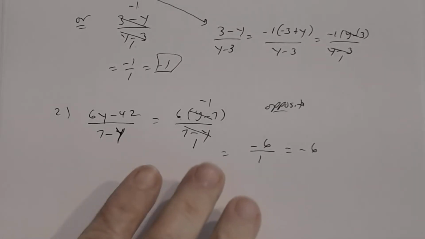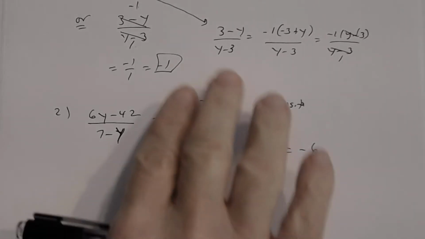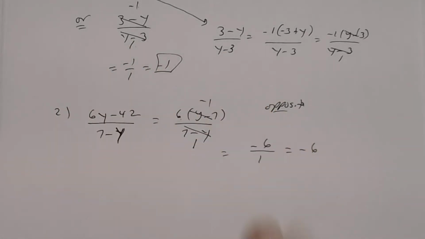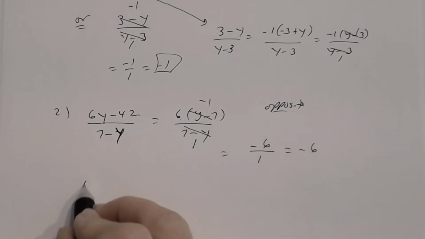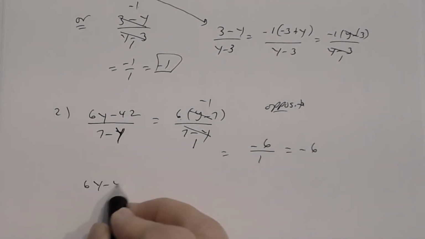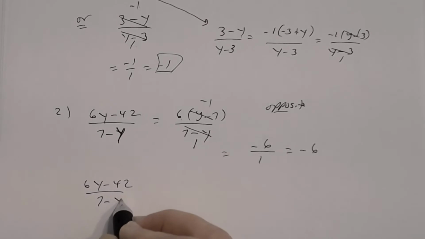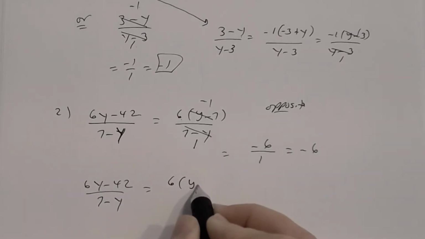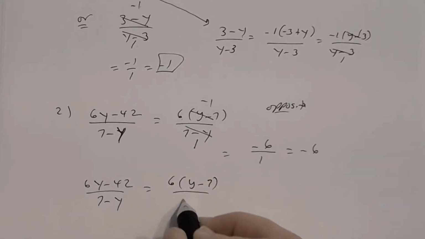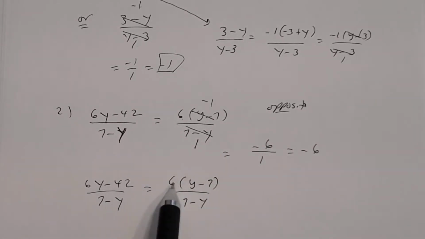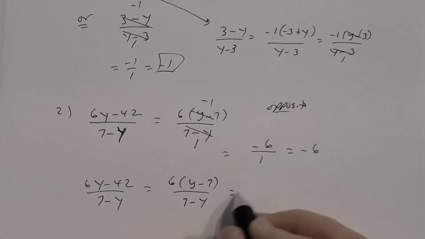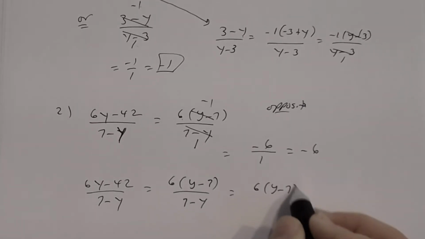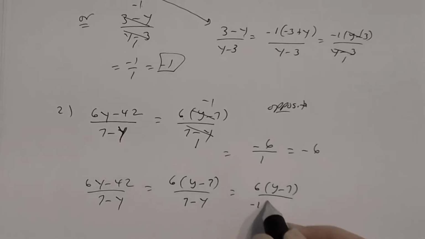Now, if right now you want to do the whole work, then this is what you would do. Okay, watch what you would do. You'd say 6y minus 42 divided by 7 minus y. You factor out the 6, just like this. And since I already have two factors up here, I would just factor out the negative 1 from here. So this becomes 6 times (y minus 7) divided by negative 1 times, so you factor out a negative 1 out of here.